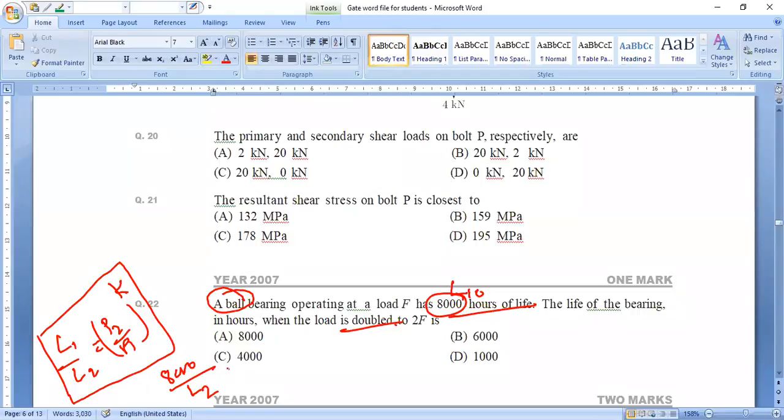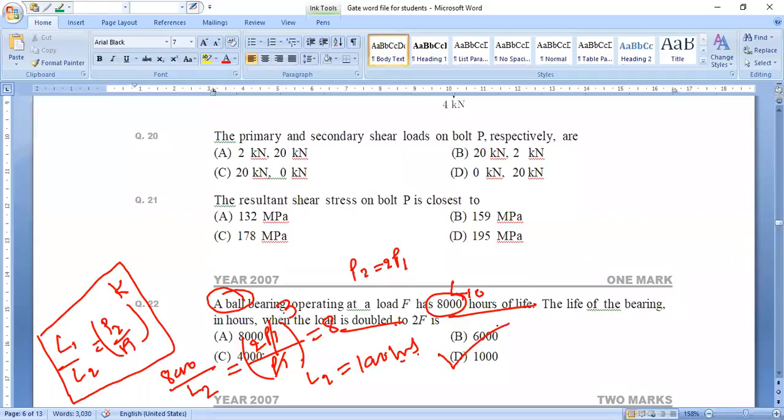L2 is unknown for me. And load is doubled. So P2 is 2 times P1. So I can use 2 P1 divided by P1. Load is doubled. So K is 3 for the ball bearing. P1 cancels out. So it is 2 to the power 3, which is 8. So 8,000 divided by 8 is 1,000. So 1,000 hours is the answer. So option D is correct.